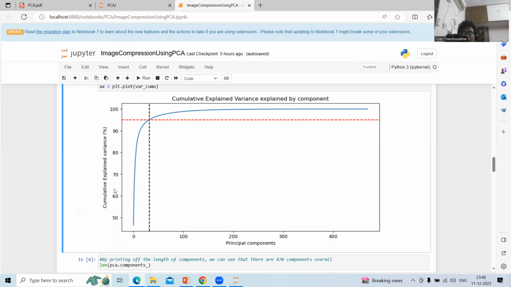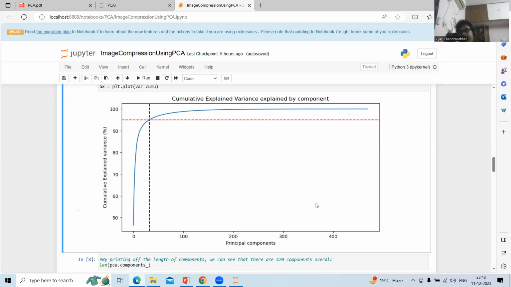I come to a point where I've explained almost 95% of the variance. This particular point, I think it's about 50-odd features, if I'm right. So if I've reached 50-odd features, I have already captured 95% of the variance. Now I can continue increasing the number of features, but if you look at it, the cumulative explained variance tapers off after some time. There's a steep rise. I reach the 95% mark pretty quickly, but after that point, it tapers.